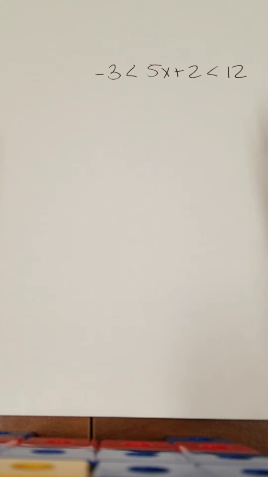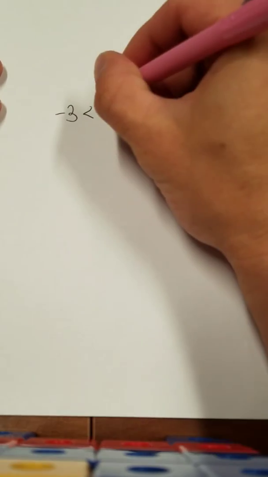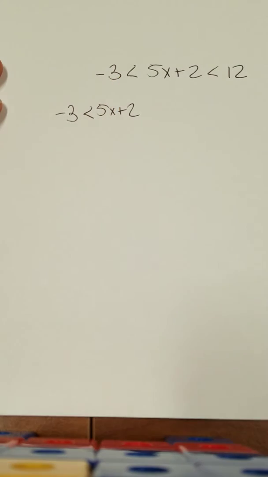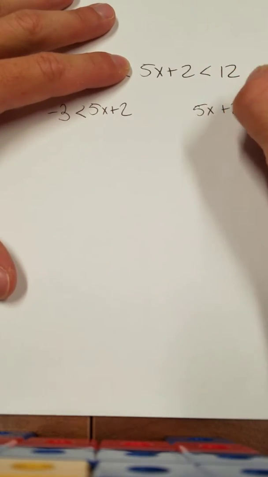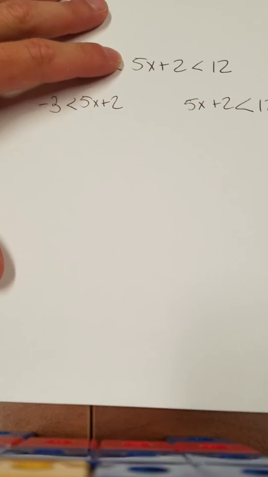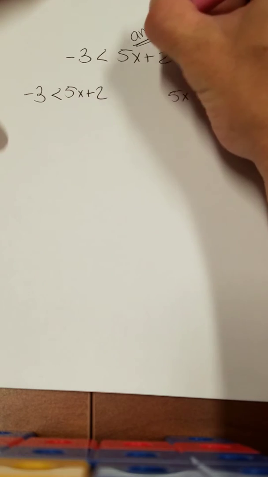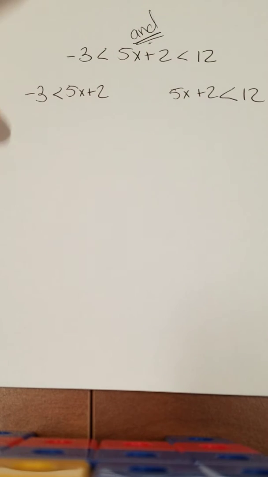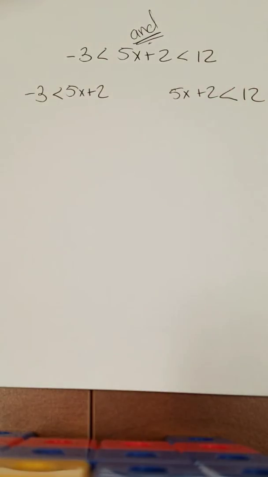This is a compound inequality. You see two things going on. So really what you're going to do is set it up as two separate inequalities. You're going to cover that up, and that's one inequality. So -3 less than 5x plus 2. And you're going to solve that. Ignore that one. 5x plus 2 less than 12. And since these two things are sandwiched in the middle, this is an and inequality. Okay, so now we solve both of those. Pause the video and solve these two real quick and then come back to it.